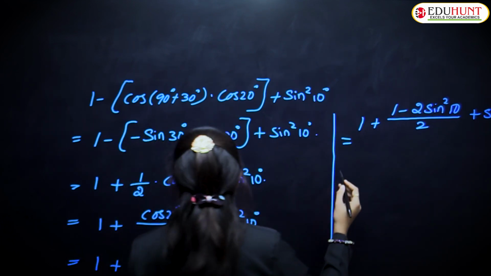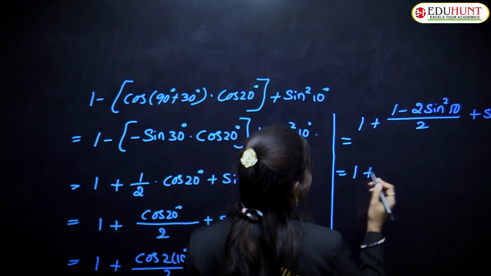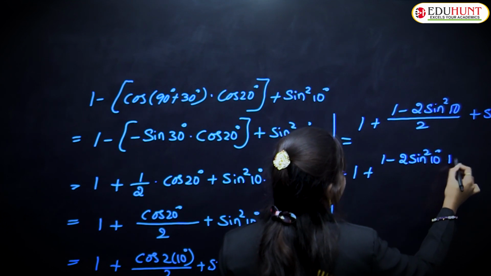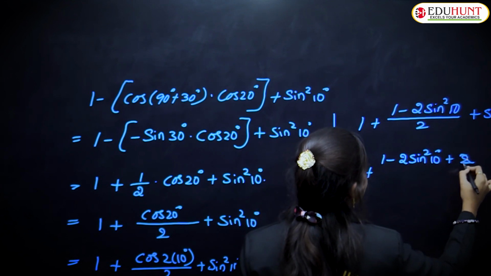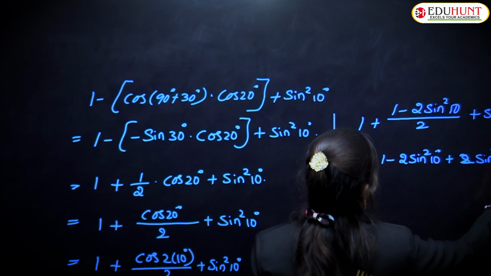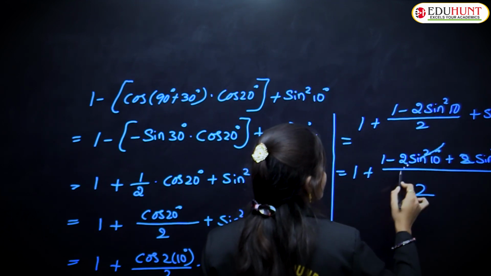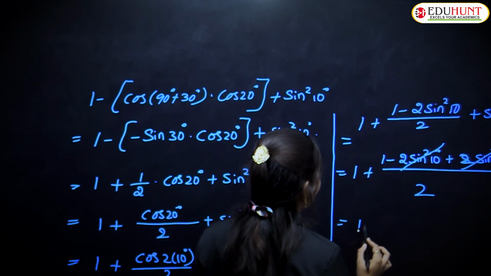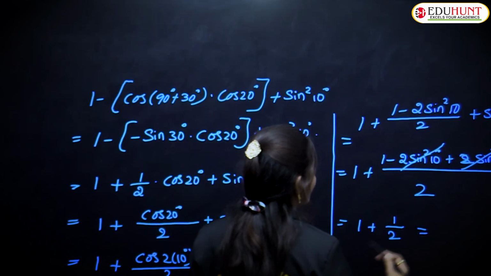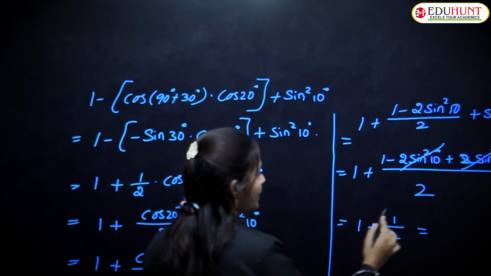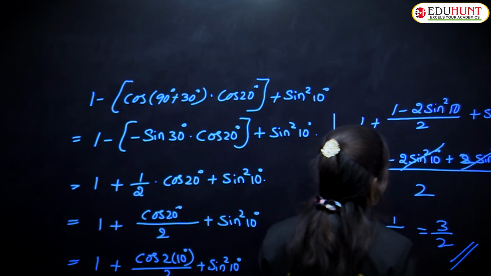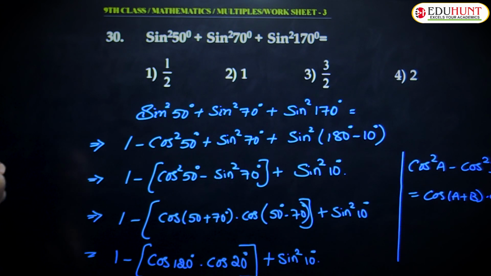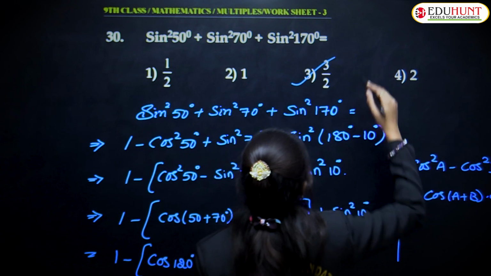Okay, now simplify this, which equals 1 plus 1 minus 2 sine square 10 degrees plus 2 into sine square 10, meaning 2 sine square 10 degrees, whole by 2. So minus 2 sine square 10 plus 2 sine square 10 gets cancelled. Okay, so the leftover is 1 plus 1 by 2. So 1 plus 1 by 2 means 2 ones are 2, plus 1, so 3 by 2. So what is the answer here? The answer is 3 by 2. So which option is correct here? Yes, option 3 is correct, that is 3 by 2.